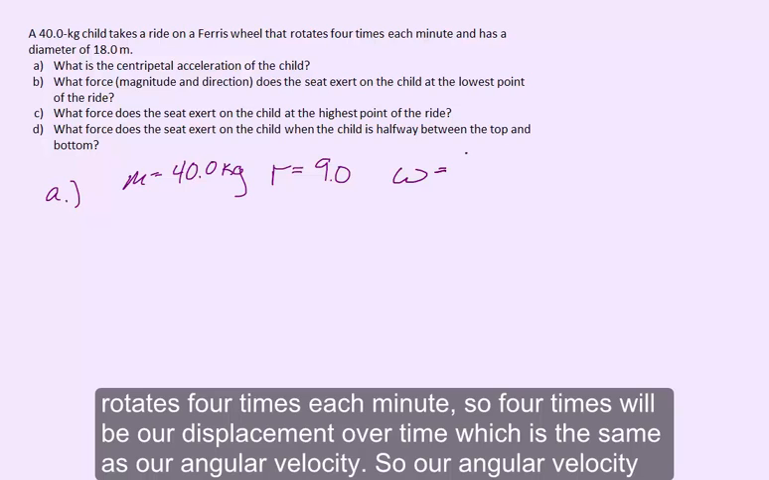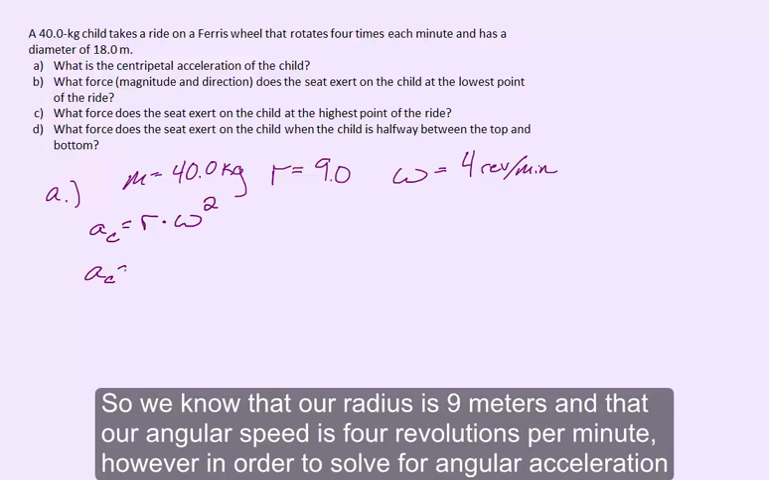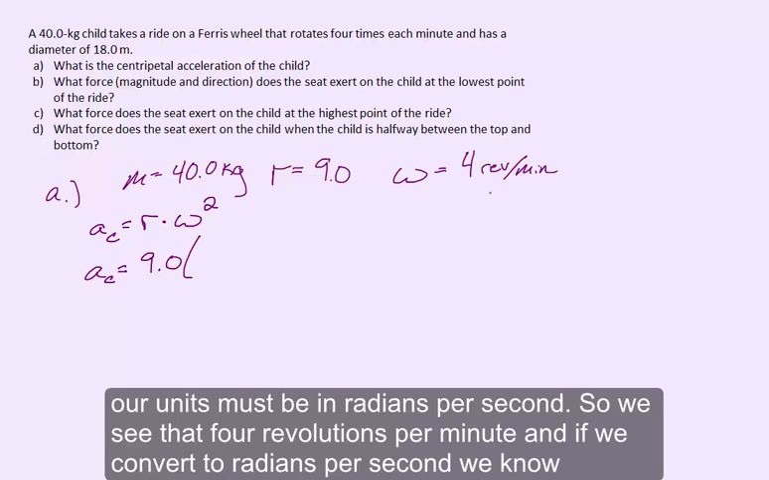So our angular velocity will be equal to 4 revolutions per minute. And we know that centripetal acceleration is defined as our radius times our angular velocity squared. So we know that our radius is 9 meters and that our angular speed is 4 revolutions per minute. However, in order to solve for centripetal acceleration, our units must be in radians per second.